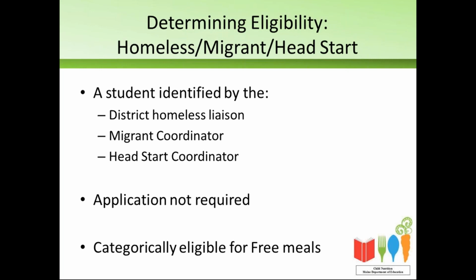Determining eligibility for homeless, migrant, Head Start: a student would have to be identified by the district homeless liaison, migrant coordinator, or Head Start coordinator. Applications for these students are not required. However, as I stated previously, you have to be notified by the liaison or the coordinator. You need to get the information directly from them. If it's in an email, it needs to be direct from them. Someone in between can add information to it. You need to be getting the information firsthand.